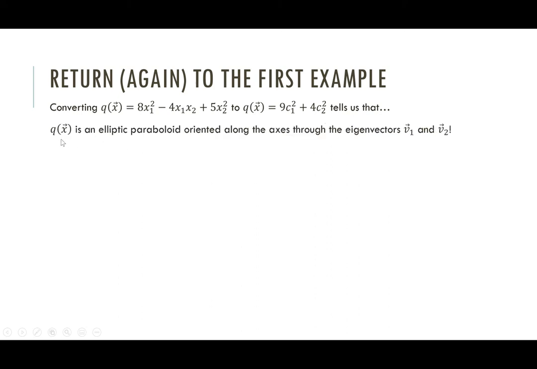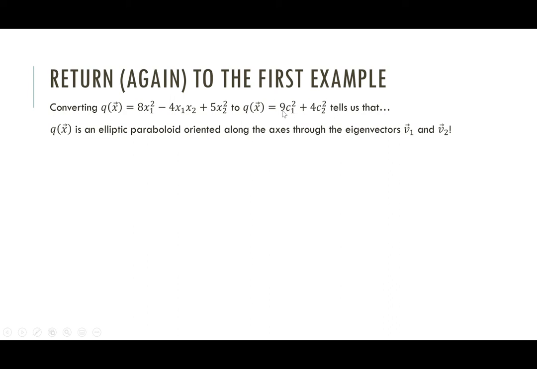This actually tells us that q of x, this quadratic form, is an elliptic paraboloid oriented along the axes through these eigenvectors. So kind of like I was saying earlier, if you think of x1 and x2 as the coordinates on the x1, x2 axes, then think of c1 and c2 as coordinates on the c1 and c2 axes. And these axes are going to be the eigenspaces through eigenvectors v1 and v2, and they are orthogonal to each other. So these are a perfectly good set of axes to work with.